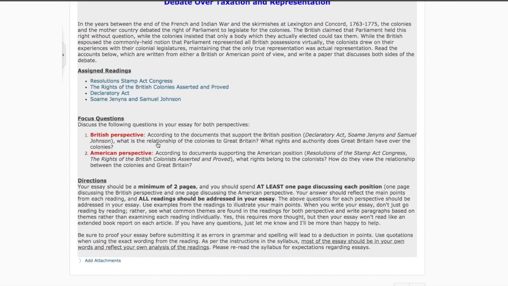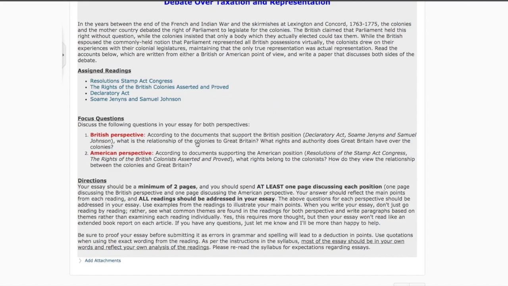So you provide at least 1 page for the British perspective and 1 page for the American perspective. Follow these instructions carefully. So you have to weave through your essay information from all 4 documents. If you leave a document out in terms of using the content within, you're going to lose points on your essay. You can't just cite an article without using part of it in your essay.